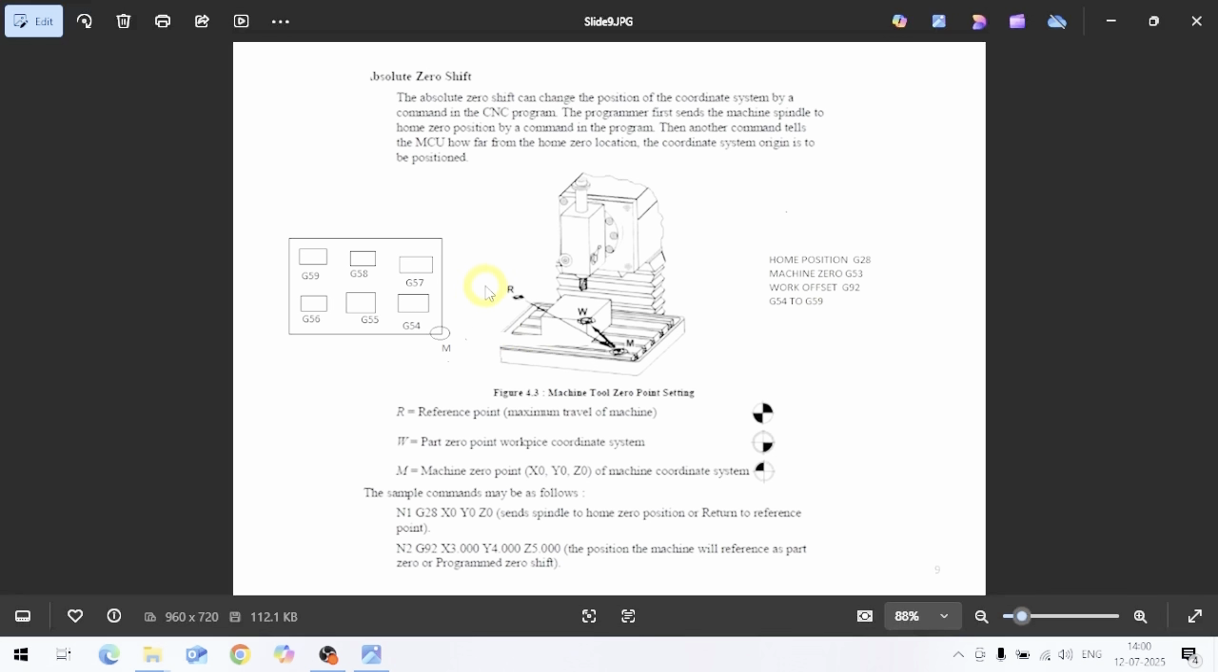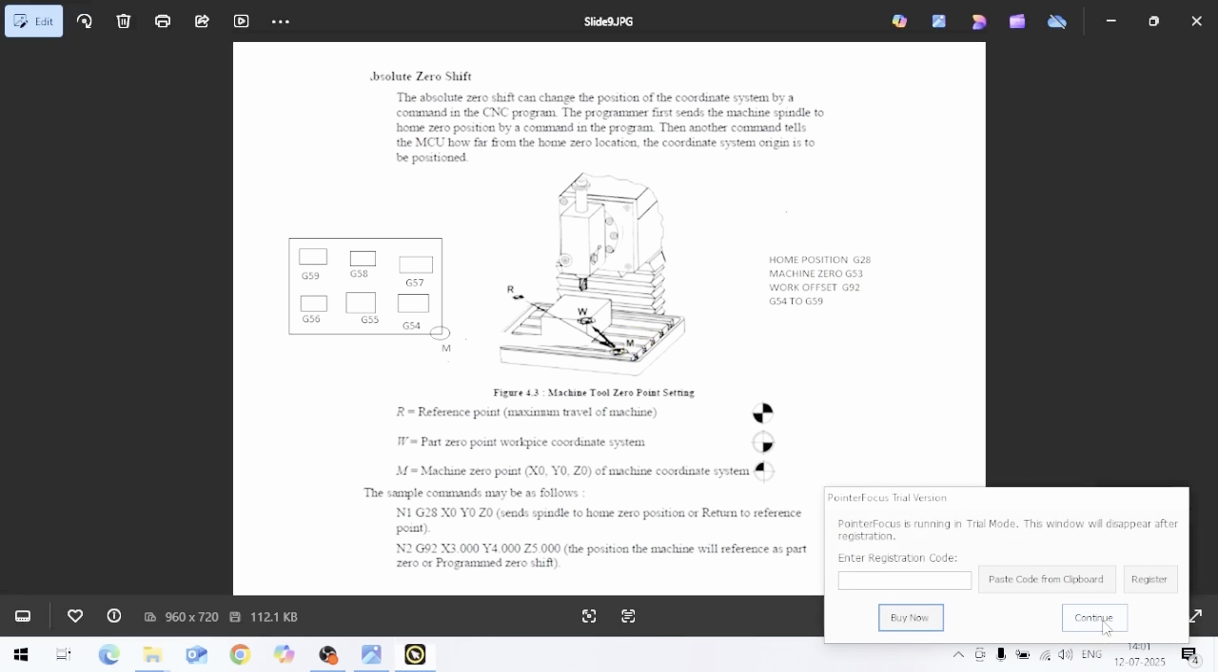And one is the home position. R is the home position, the maximum travel of the machine in all three axes, X, Y and Z. For work 0, we have to define the distances in all three axes separately. For G54, if it is x1, y1 and z1, these are the distances, and in G55 it may be x2, y2 and z2. Similarly, for all the parts, we have to give different offsets from the machine 0.